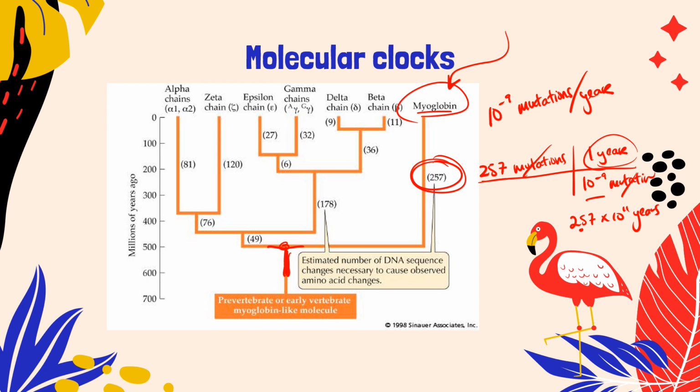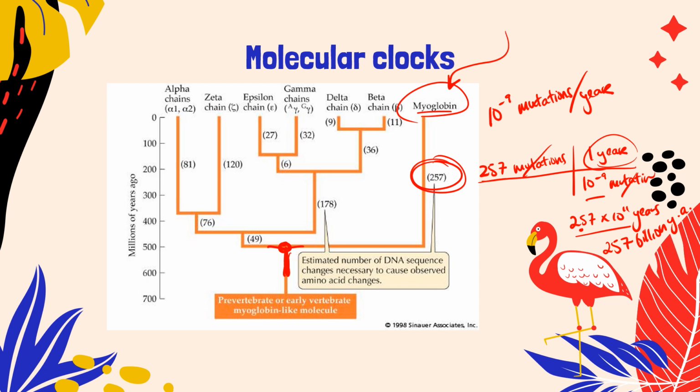So 2.57 times 10 to the 11th years ago is when we had this diverging event. We could rewrite our scientific notation into, that's going to turn into 257 billion years ago.